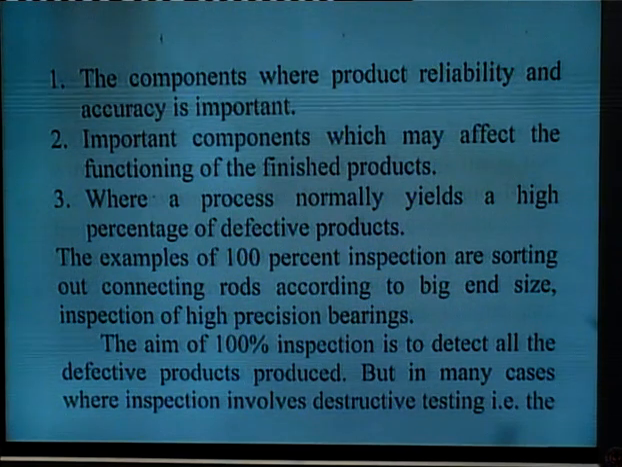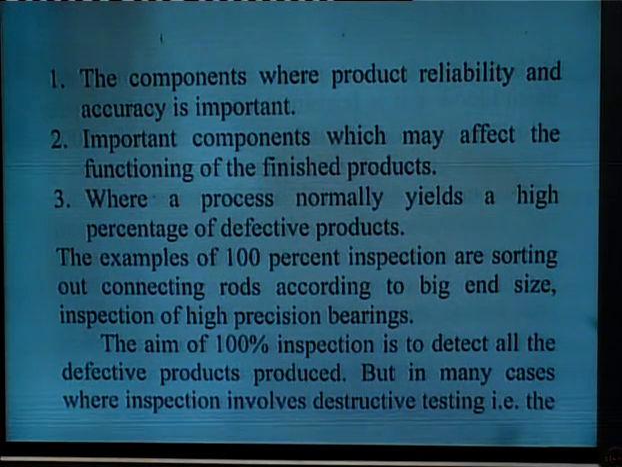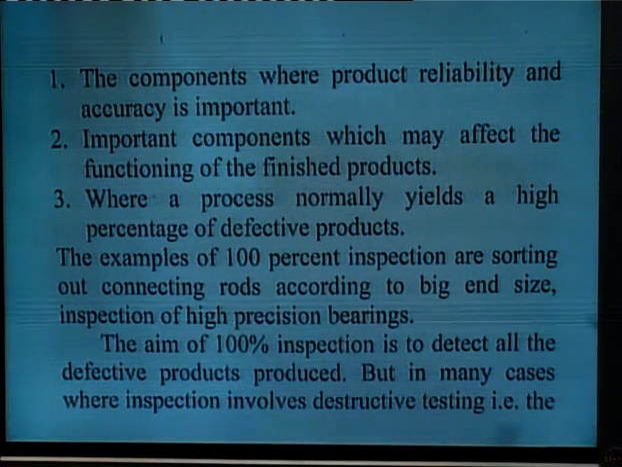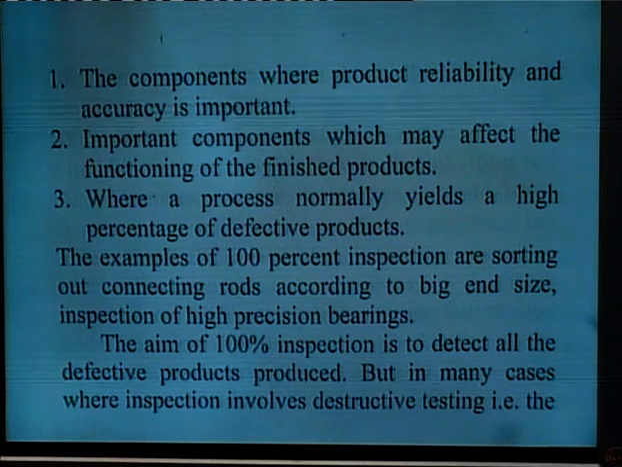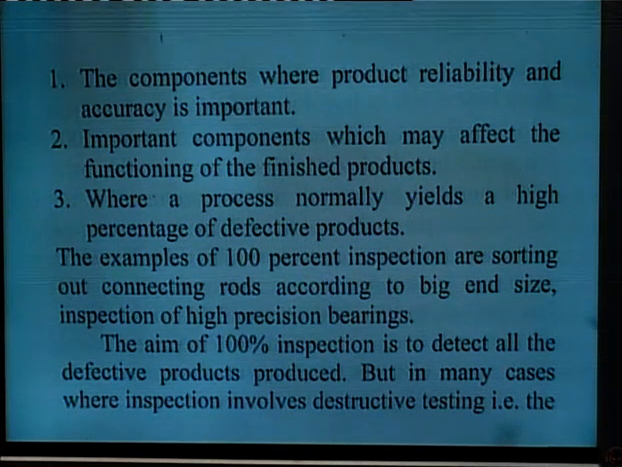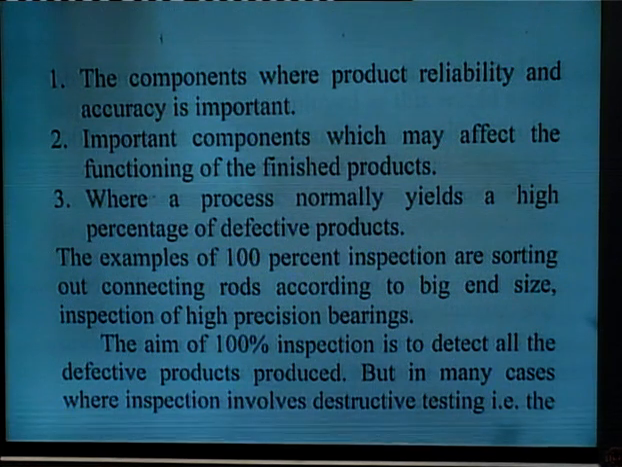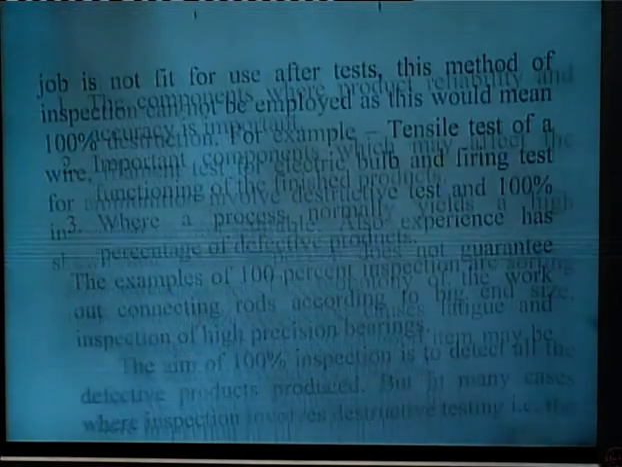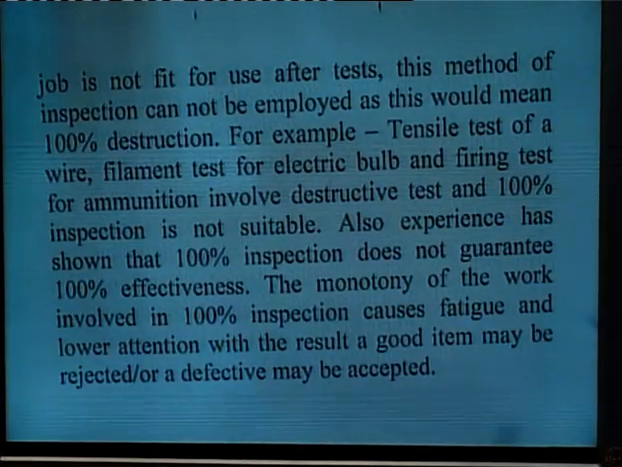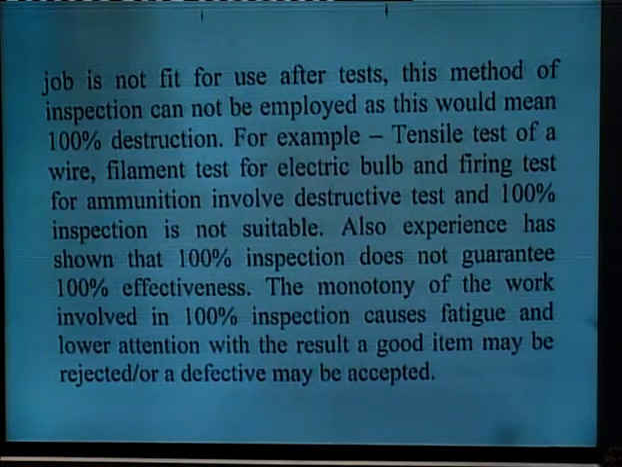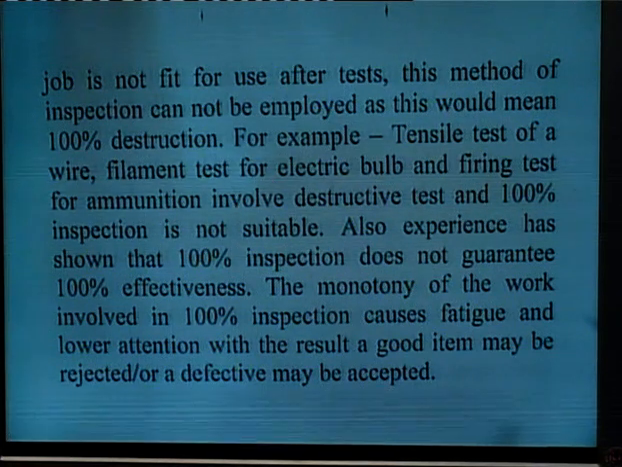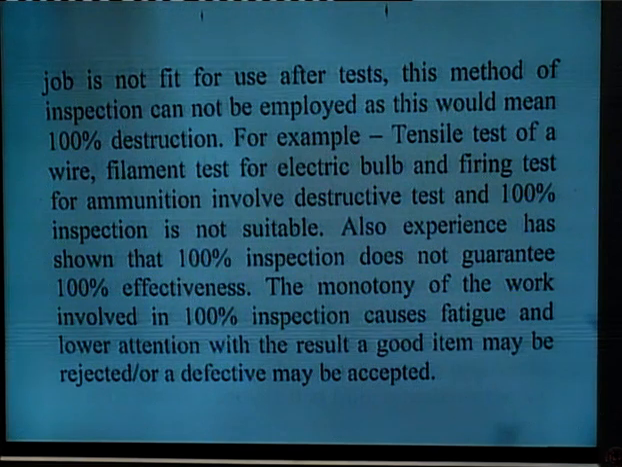The examples of 100% inspections are sorting out connecting rods according to big end size, and inspection of high precision bearing. The aim of 100% inspection is to detect all the defective products produced, but in many cases where inspection involves a destructive test, that is, the job is not fit for use after the test, this method of inspection cannot be employed, as this would mean 100% destruction.